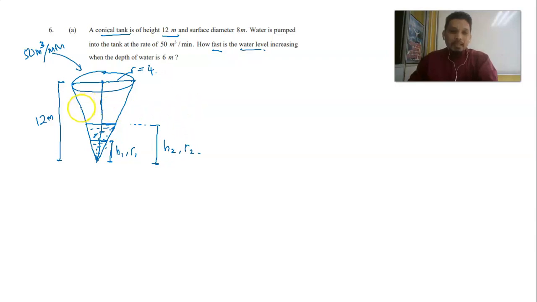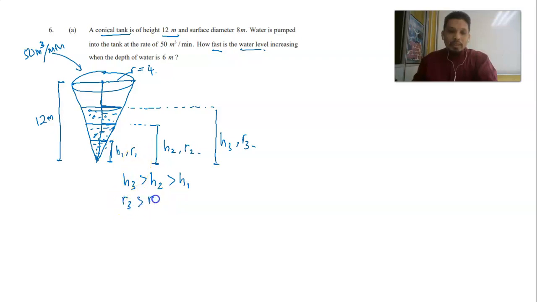Okay, and after a few minutes, the level increases again, and now it comes up to H3, with a new radius R3. Okay, so H3 is greater than H2 is greater than H1, and also R3 is greater than R2 is greater than R1.